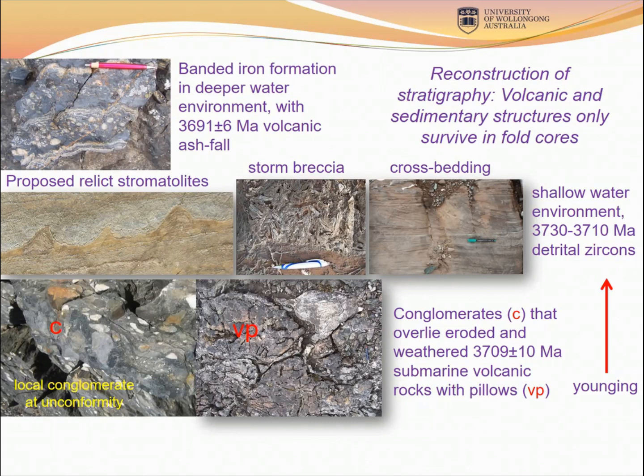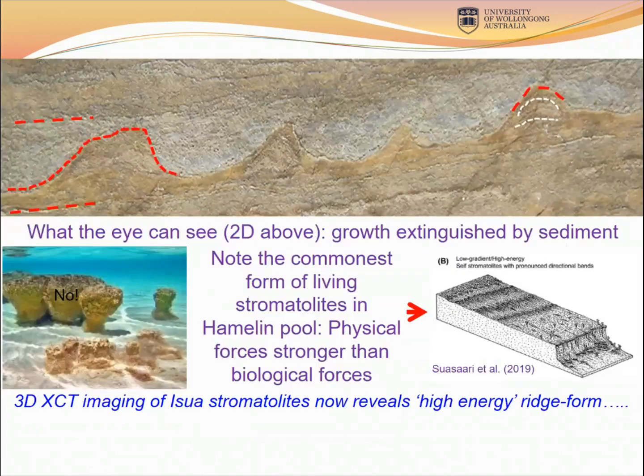Finally, stratigraphically above that, you have a banded iron formation, which formed in a deeper water environment. And this can be dated as slightly younger by volcanic ashfall coming into those banded iron formations. So this is a scenario that you can very typically find at younger times in the Eoarchean.